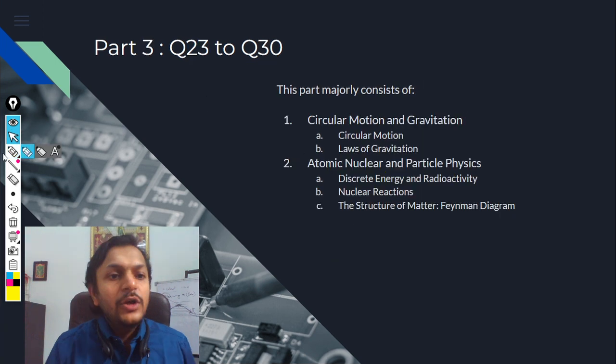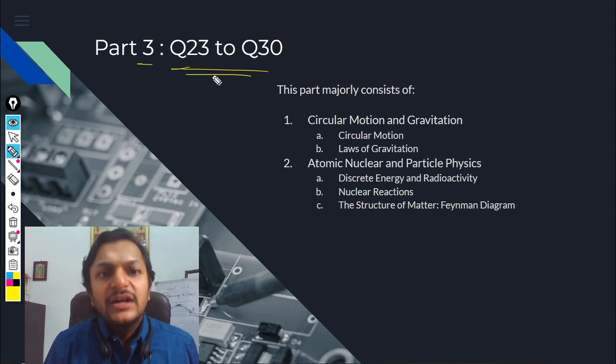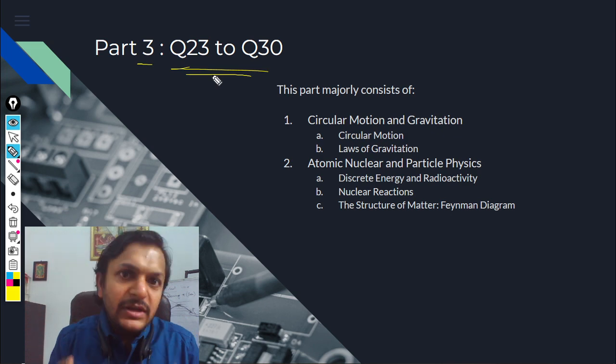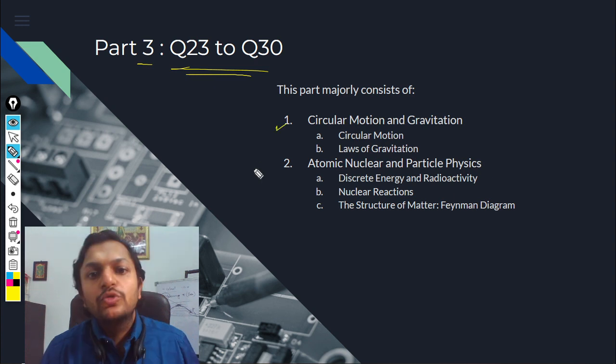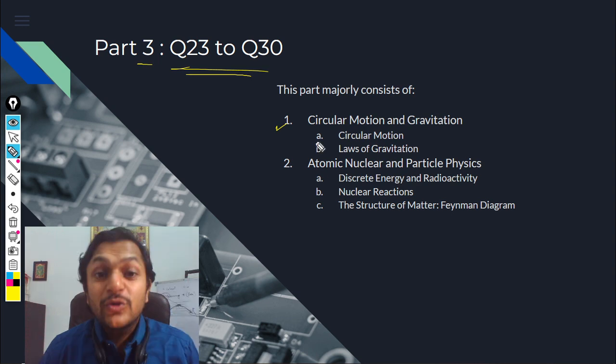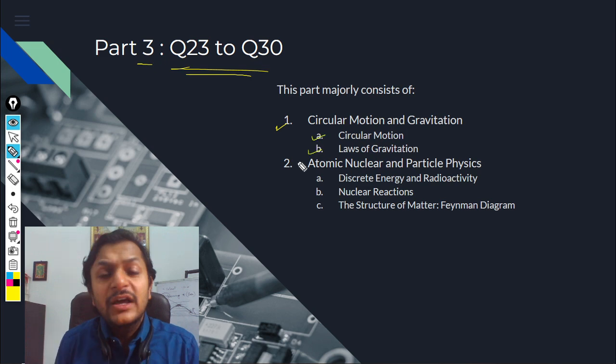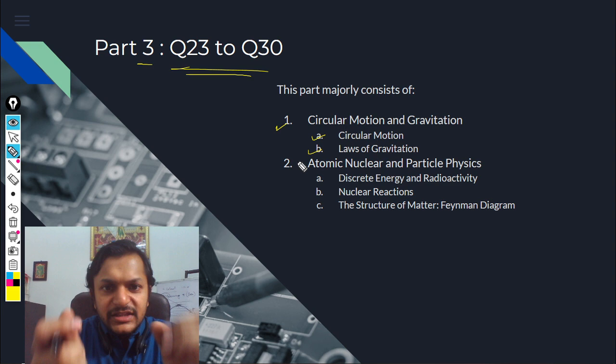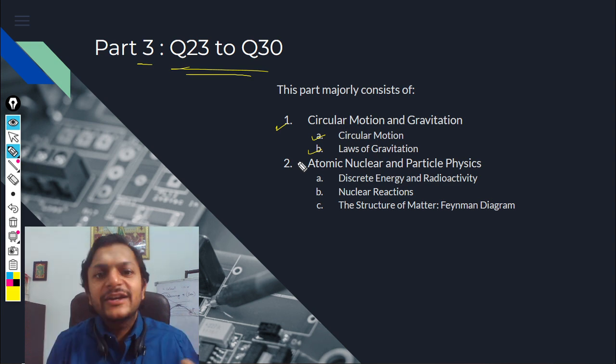In part number 3, there are question number 23 to question number 30. Which chapters are covered here? The first chapter is circular motion and gravitation. In this chapter, circular motion is well within our reach, and laws of gravitation are also not that difficult. If you practice and learn a couple of formulas, this complete chapter falls into your basket. So I think this is done.